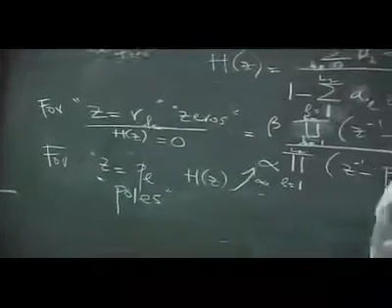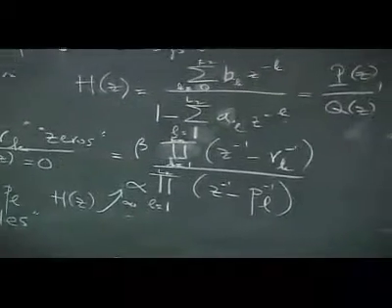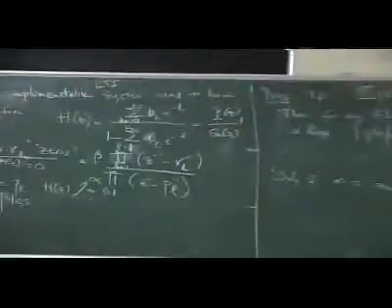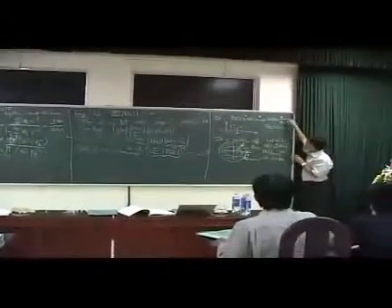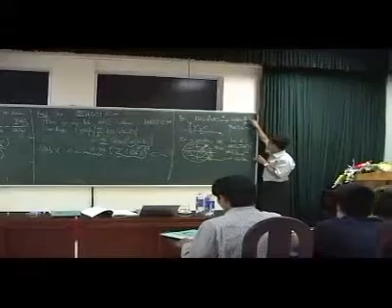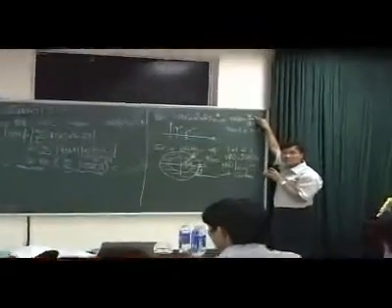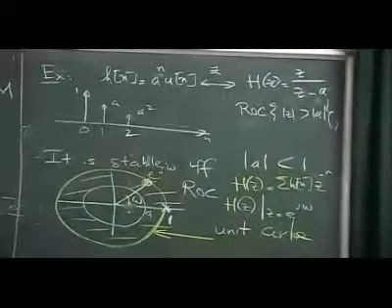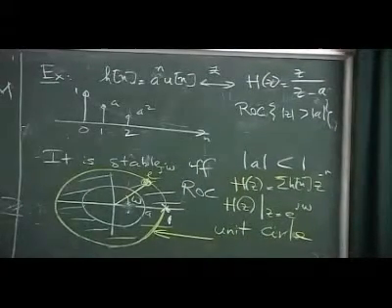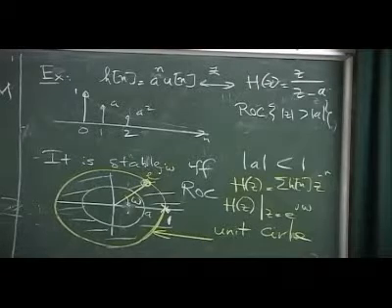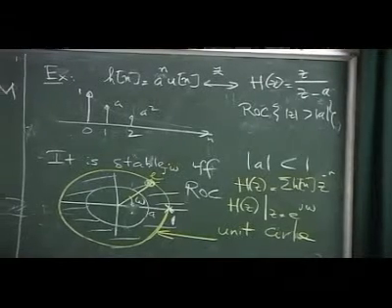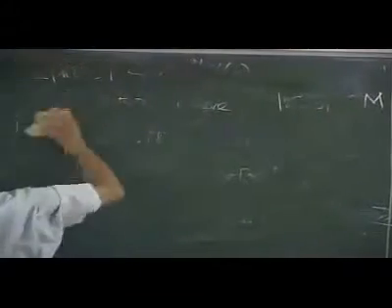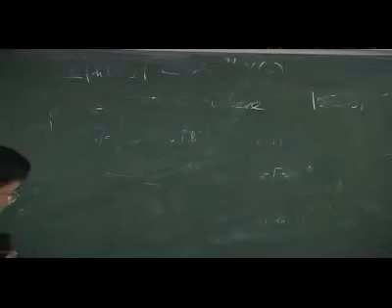So maybe we can go back to this filter. What is the zero of this filter? It is 0 here. And what is the pole of this filter? I have a filter and I can always draw a pole and a zero.